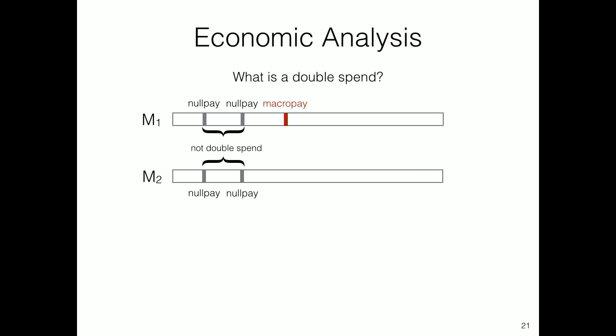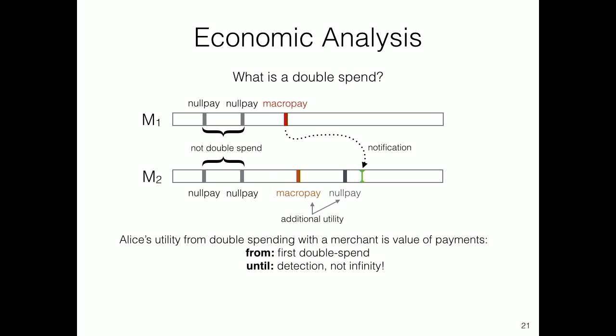But let's say now Alice gets a macro payment, which propagates across the network after some delay. In the meanwhile, however, she spent with the second merchant, and these two new payments are actually double spends. And this is the additional utility that she can get. So what we see is that the additional utility that she can gain from double spending is only the amount that she can get from the first time a double spend occurs until the merchant detects the transactions from other merchants propagating to the network. So it's not infinity, but whatever utility she can gain in this period of time. So we'd like to bound this.